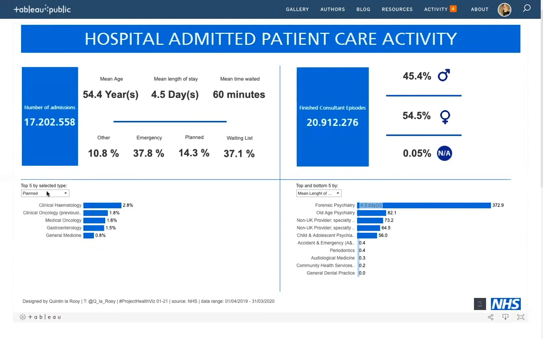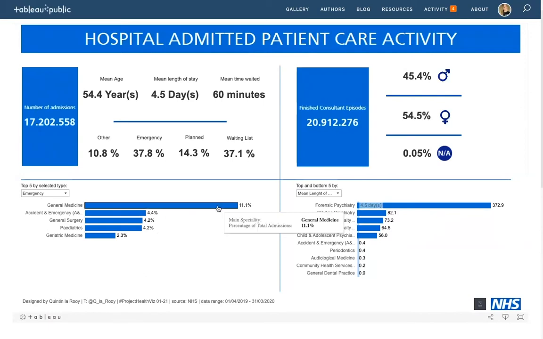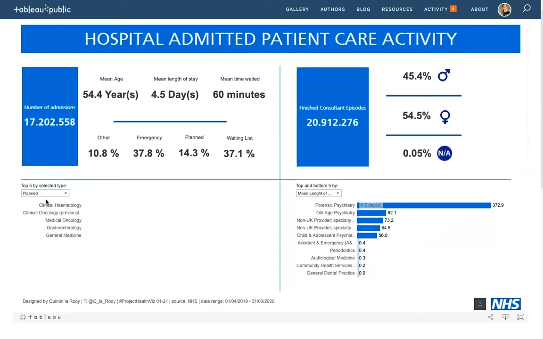I like this top 5 by a selected type. It gives you just the top 5 for each of these types of emergency. I can see the top 5 by the percentage. You and I were talking a little bit about rates and percents versus raw numbers. I think this is a place where it's really helpful because in this data, general medicine is the largest specialty, so they would probably be high for everything. But when you break it into a percent of total, then I can really see where there are proportional differences.